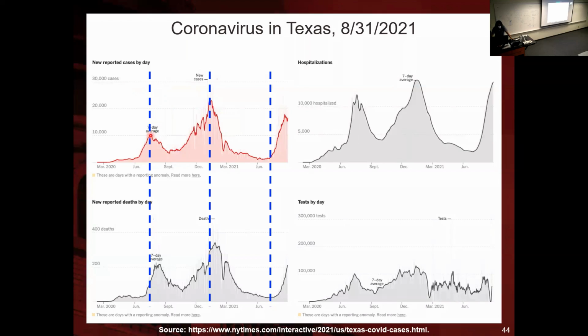Texas, cases increase. A couple of weeks later, deaths. Cases increase. A couple of weeks later, deaths. Number of cases start to increase here. A couple of weeks later, deaths. Texas, August 31st, same level as around August 31st last year. Texas, where we are, same level of deaths as one year ago.